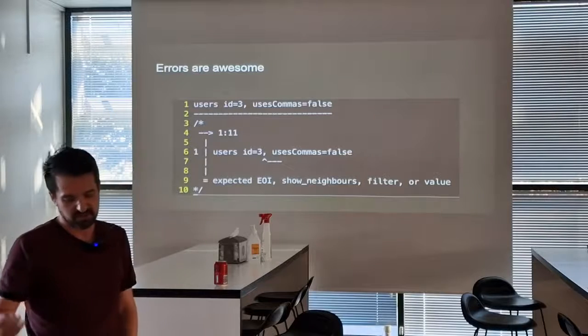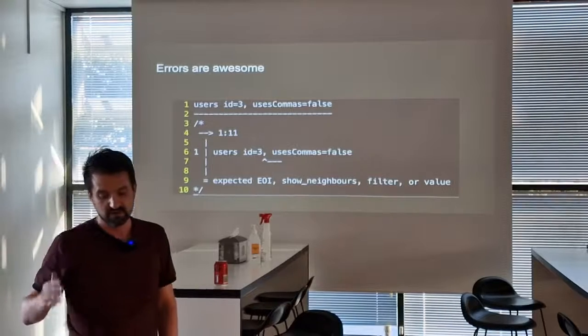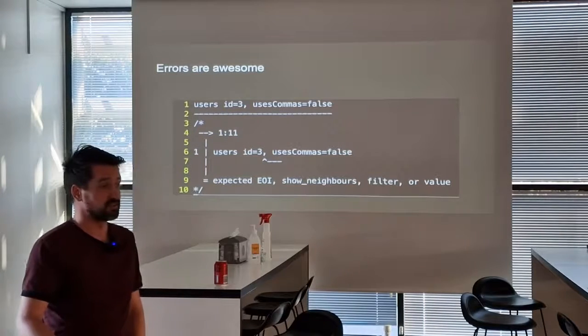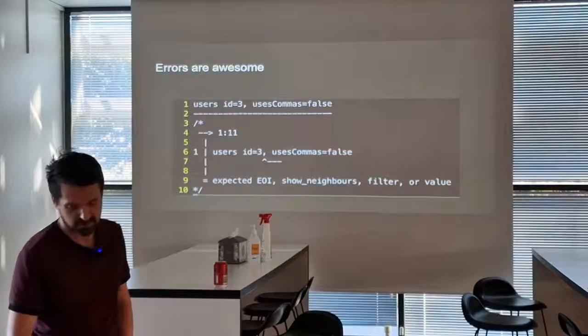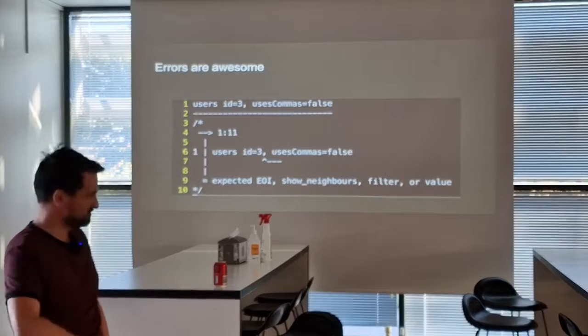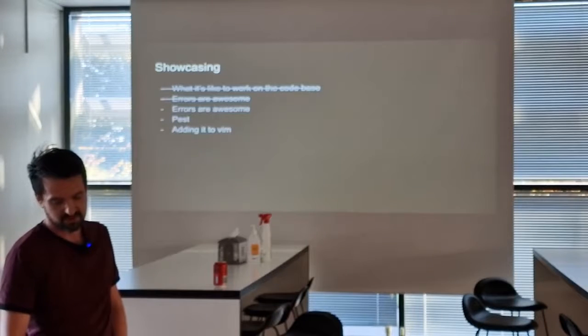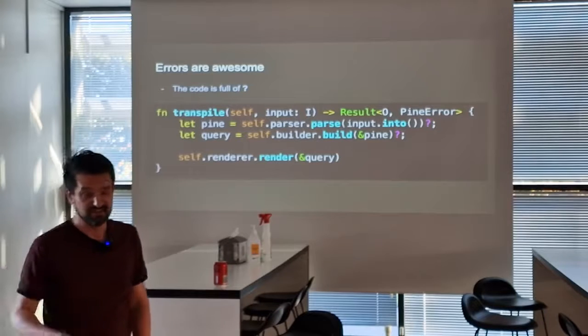This is an error because there's not supposed to be a comma there. And it's telling me, hey, either put an input, show neighbors, a filter, whatever. I didn't write this part. This came out of the box from the library I used. And I'll come back to that, and I'll show exactly this image before. Now, the errors are awesome because they are genuinely easy to work with.